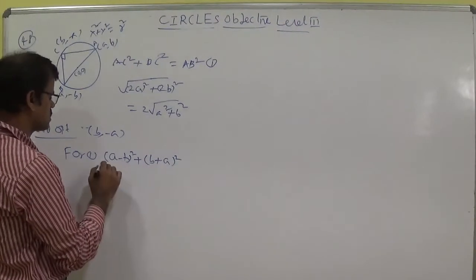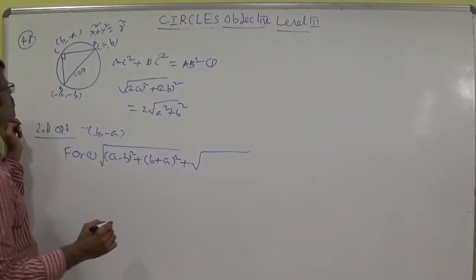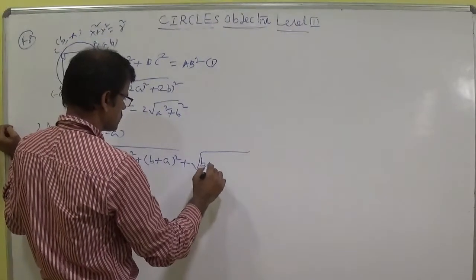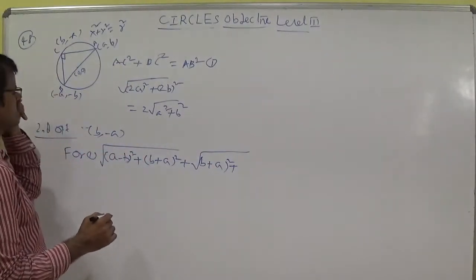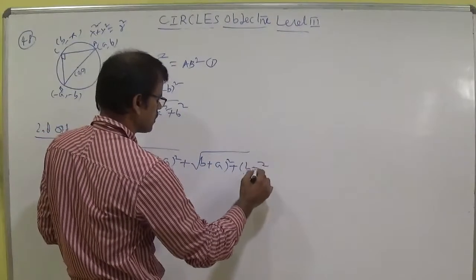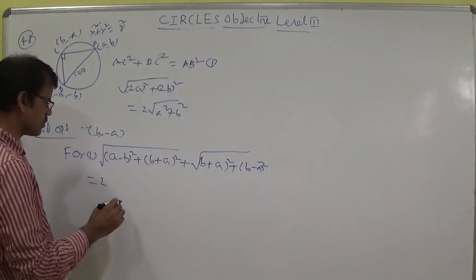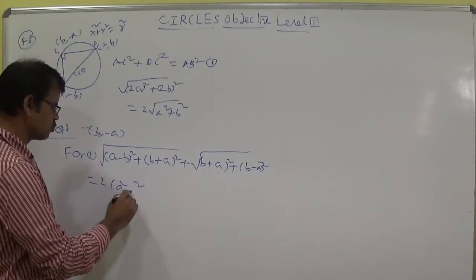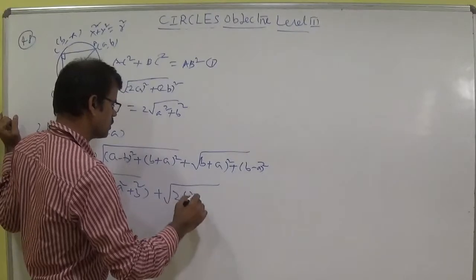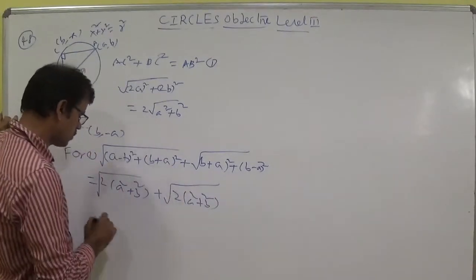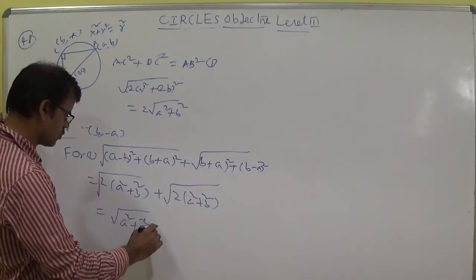A minus B whole square plus B plus A whole square, plus root of B plus A whole square minus B plus B whole square, B plus A whole square plus minus A plus B. So B minus A whole square you can write. Students, everyone knows that the formula of A plus B whole square plus A minus B whole square is 2 into A square plus B square over root. This is also 2 into A square plus B square over root. You can take common A square plus B square over root.